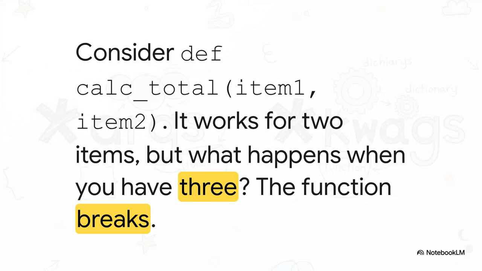Okay, so look at this calculate total function. It works perfectly for 2 items. But the very second you need to add a 3rd item, it breaks. It throws an error. And this rigidity forces you to rewrite code, which is just not efficient. This is the exact problem we're here to solve.